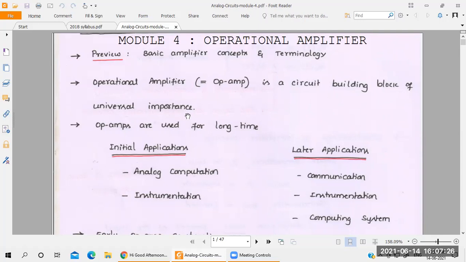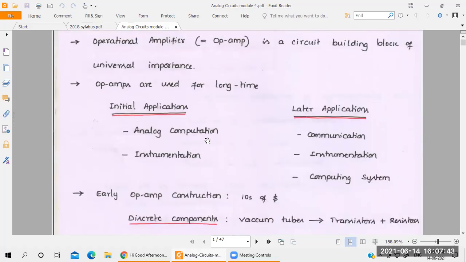This one is the universal IC. What to say about an op-amp? It's a universal IC. I think you have studied logic gates, right? The NAND gate is the universal gate, like that. Similarly in ICs, the op-amp is the universal IC. Understood? So what are the applications?